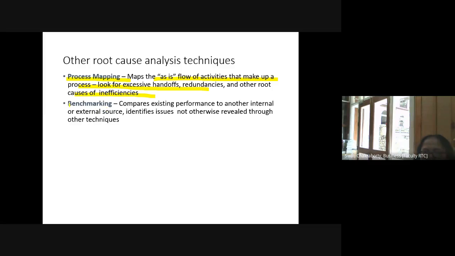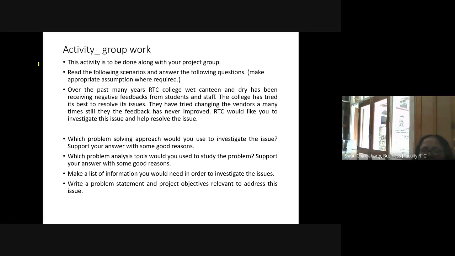The next is benchmarking, where we compare the existing performance to another internal or external source. It identifies issues which are otherwise not revealed through other techniques. So you're comparing your performance with the best in the industry. And this is the activity that you can solve using these techniques.